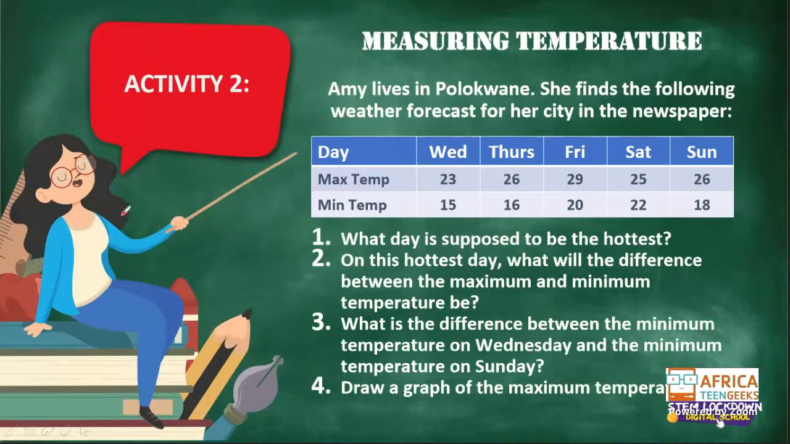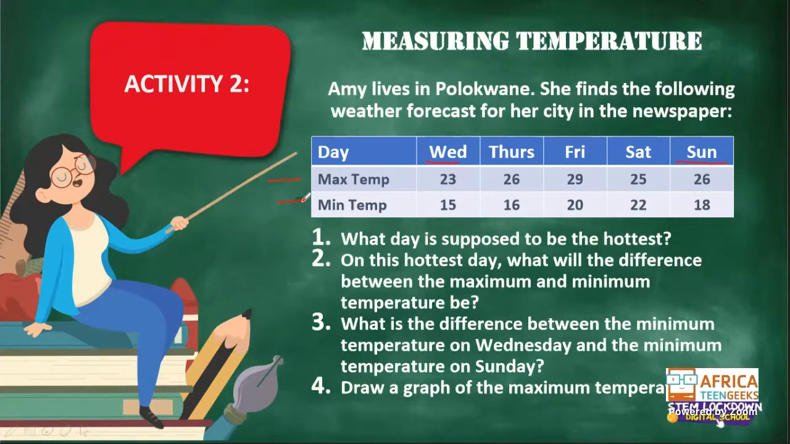Let's look at our activity 2. Again, we have a table with some dates and some temperatures. Amy lives in Polokwane. She finds the following weather forecast for her city in the newspaper. Okay, here we've got this is for the entire week, from Wednesday to Sunday. And then here we have again all our maximum temperatures and our minimum temperatures.